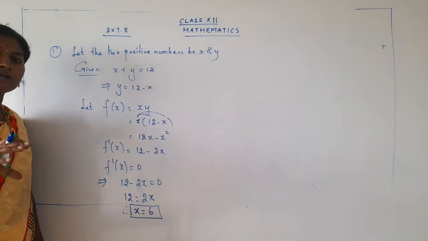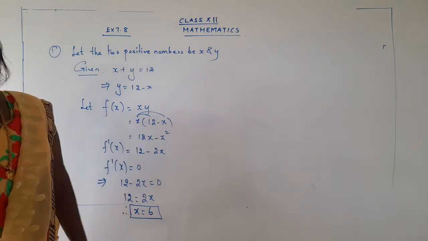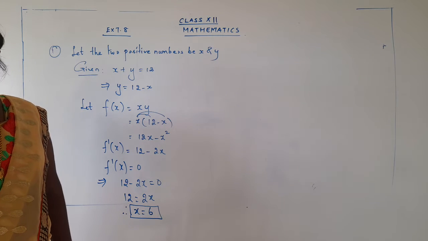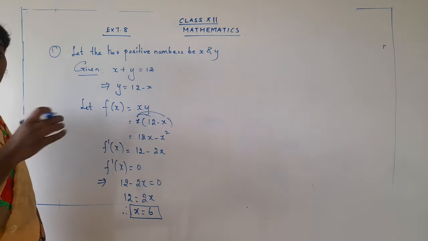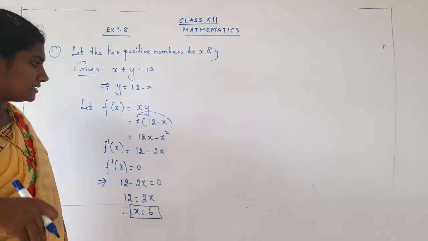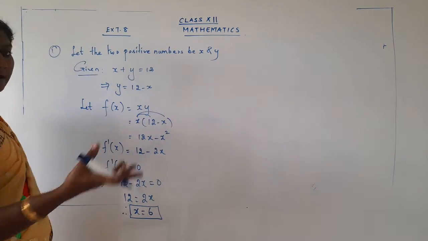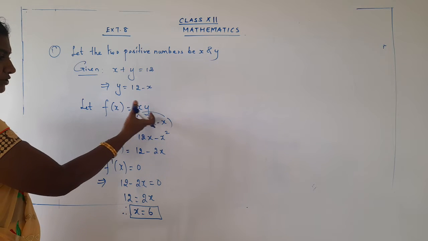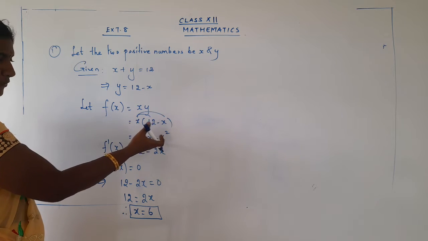So here the product was taken as maximum. So we have taken f(x) is equal to xy. I don't want two variables, I have just made it a single variable. So in place of y, I have put 12 minus x. So just open the bracket. x into 12, 12x, x into x, x square.